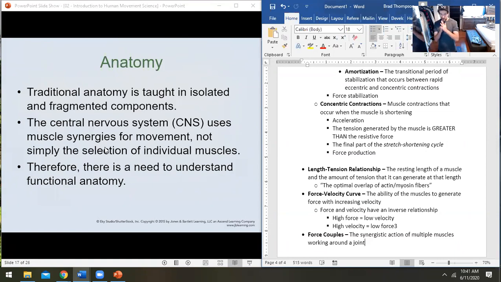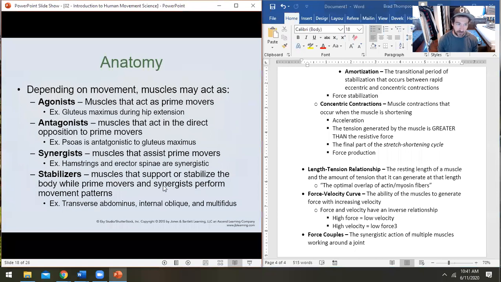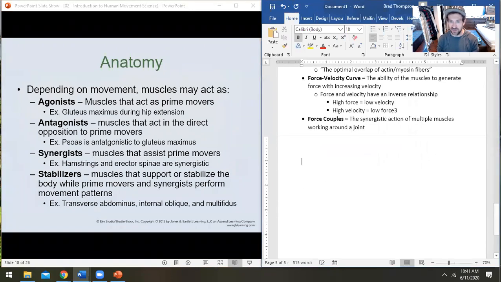So that's a couple of our key terms. Looking at some anatomy here. A lot of times when we're studying anatomy, we're going to isolate the different components, right? This is where we talk about a muscle, if it's an agonist or an antagonist or a stabilizer or a synergist. So we're going to see our muscles as movers, is what I like to call this, because that's what it's called in your original textbook.